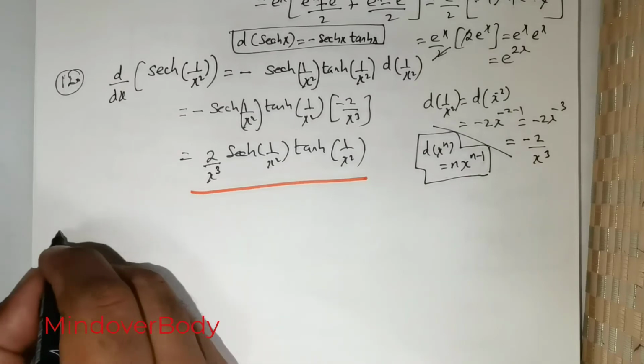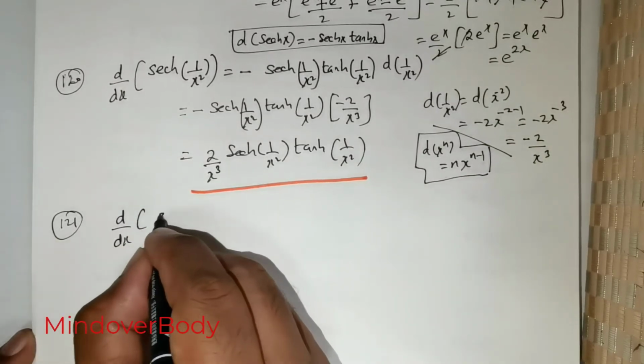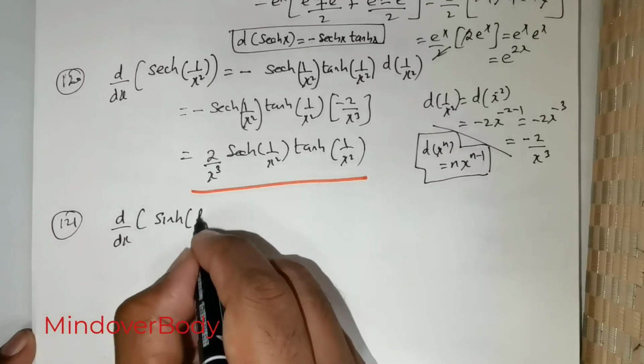So question number 121, d over dx of sinh of ln x.